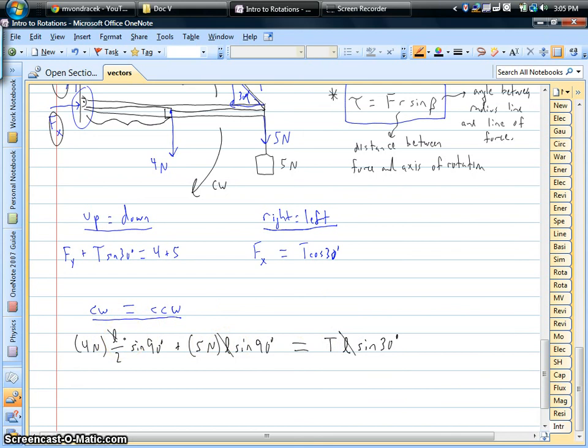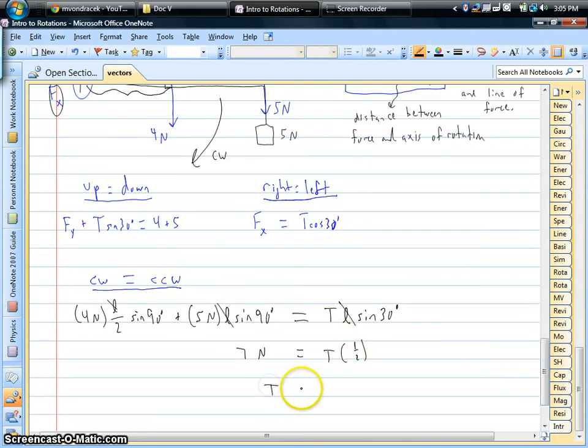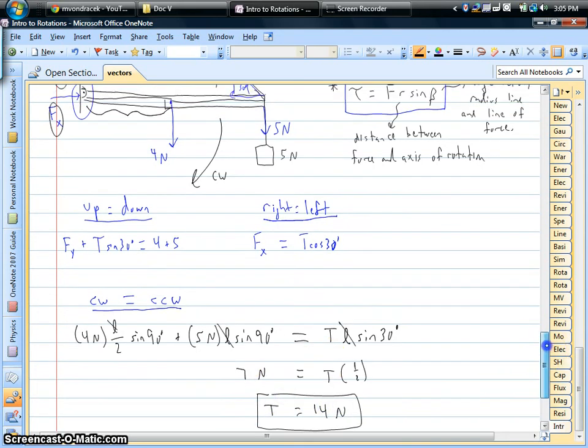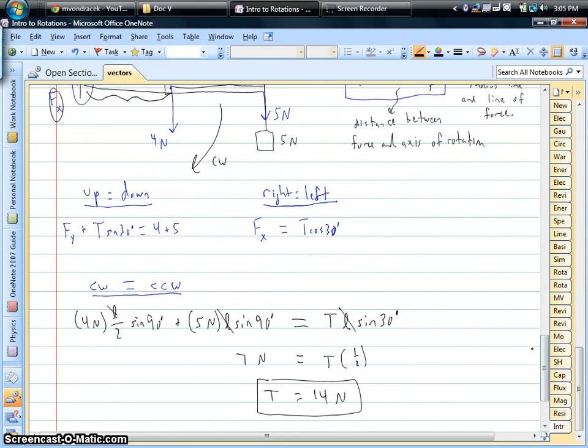So let's see. On the left-hand side, we have 4 divided by 2, that's 2, and 5. We have 7 newtons. And that's equal to tension times sine of 30, which is 1/2. And we've got ourselves the tension: 14 newtons. That's usually what we have to find in these sorts of problems.